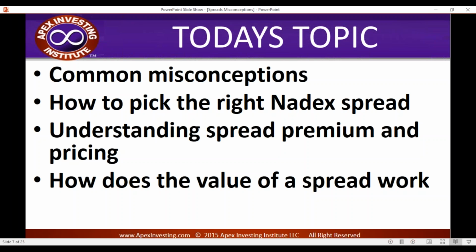So today: common misconceptions of Nadex spreads, how to pick the right spread, and how to understand premium, pricing, and proximity.